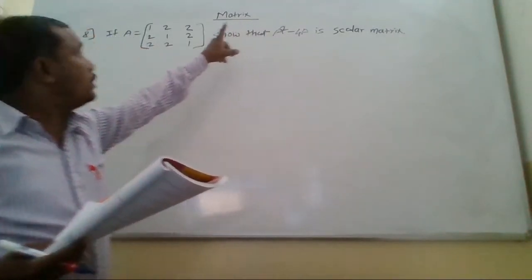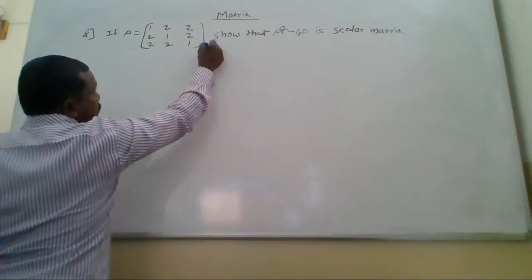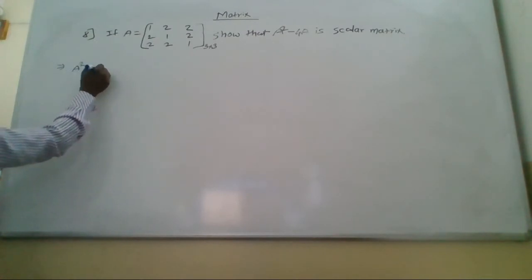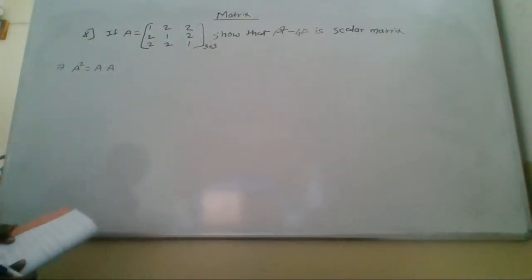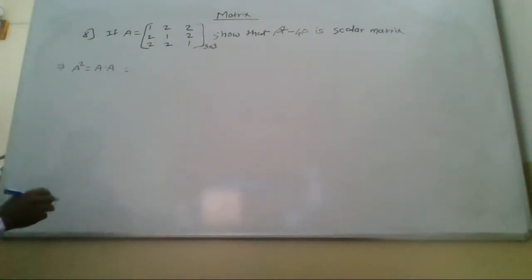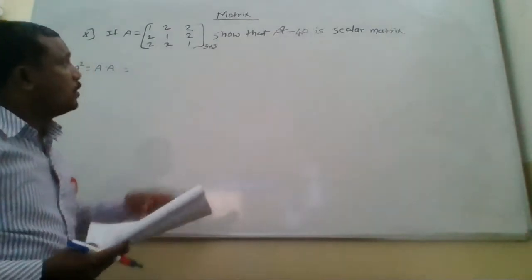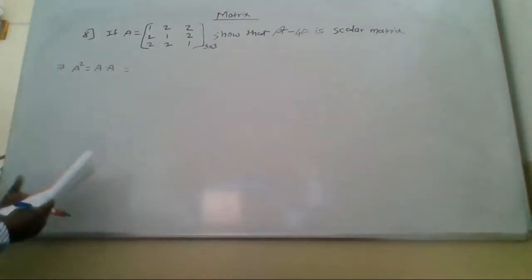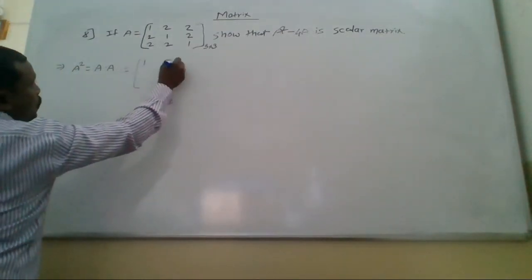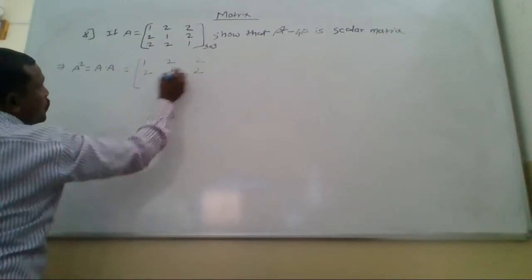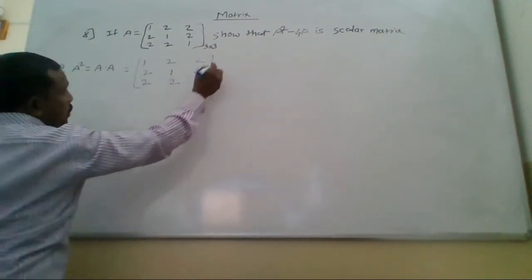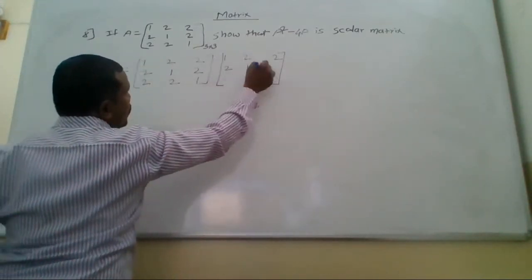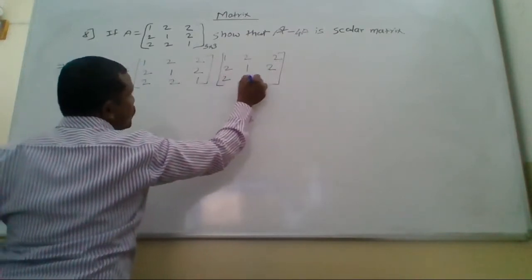A is a square matrix of order 3 by 3. So to find A square, we need multiplication of the same matrix, A into A. If we want to find the square of a matrix, the matrix must be a square matrix, like a 2 by 2 matrix or a 3 by 3 matrix. So A into A is [1 2 2; 2 1 2; 2 2 1] multiplied with the same matrix [1 2 2; 2 1 2; 2 2 1].